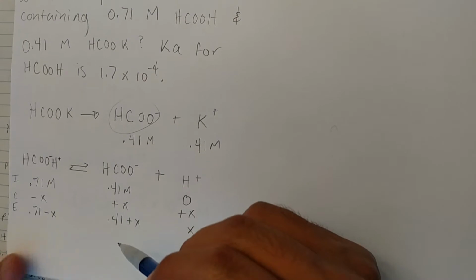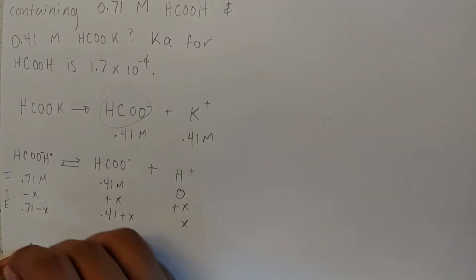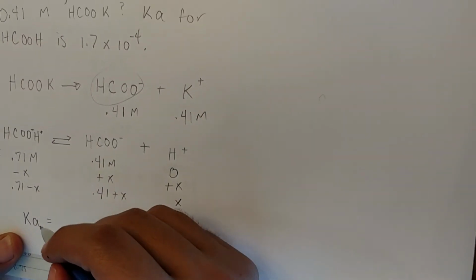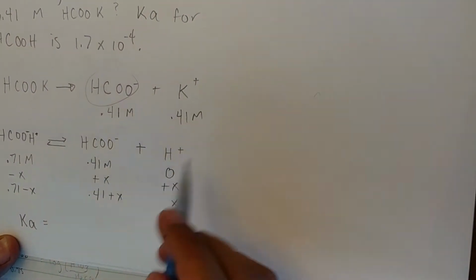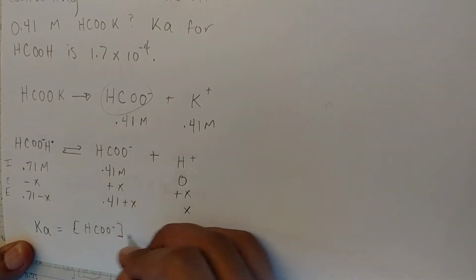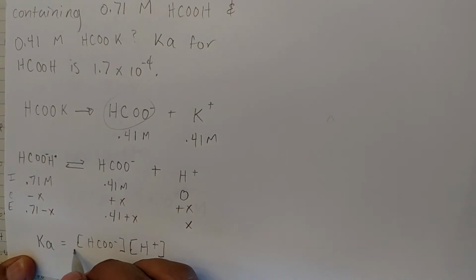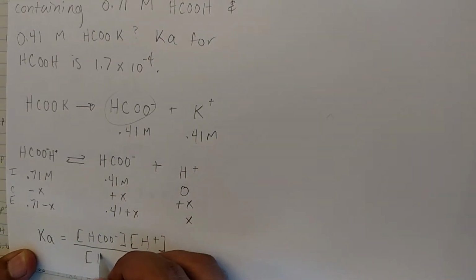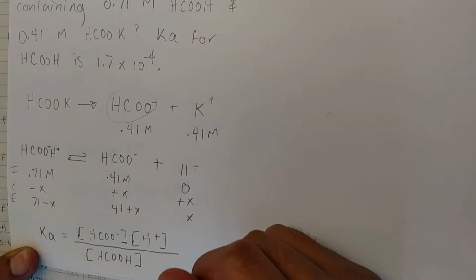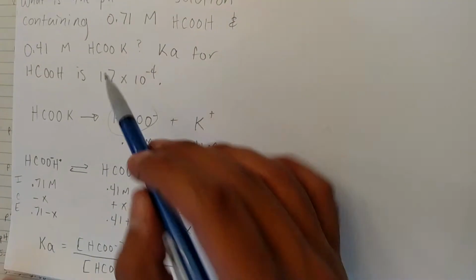Now that we have our values, we are going to use Ka. Ka is the equilibrium of the reaction, so we must take the products over the reactants, and that is HCOO minus times the concentration of the hydrogens over the reactants, which is HCOOH. We plug in our values here. We know that Ka is 1.7 times 10 to the negative 4.